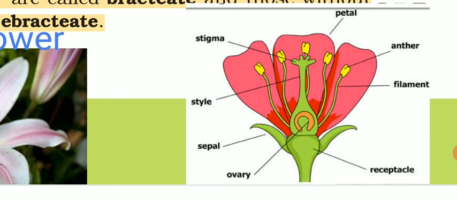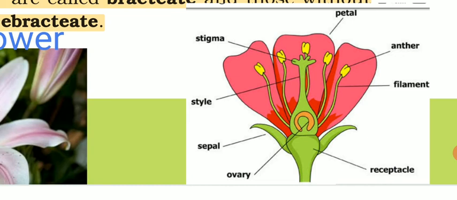It consists of 3 parts. It is also known as pistil or carpel. The topmost part is the stigma, then the style, which is the longest part, and the swollen basal part is called the ovary. Inside the ovary, the ovule is present.